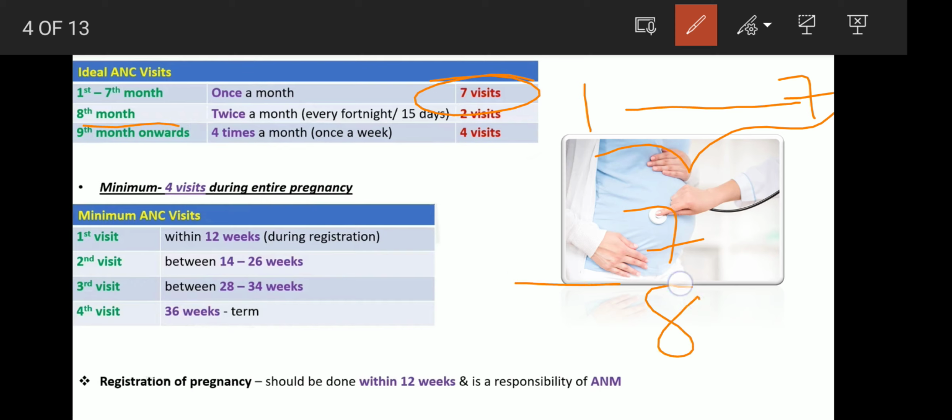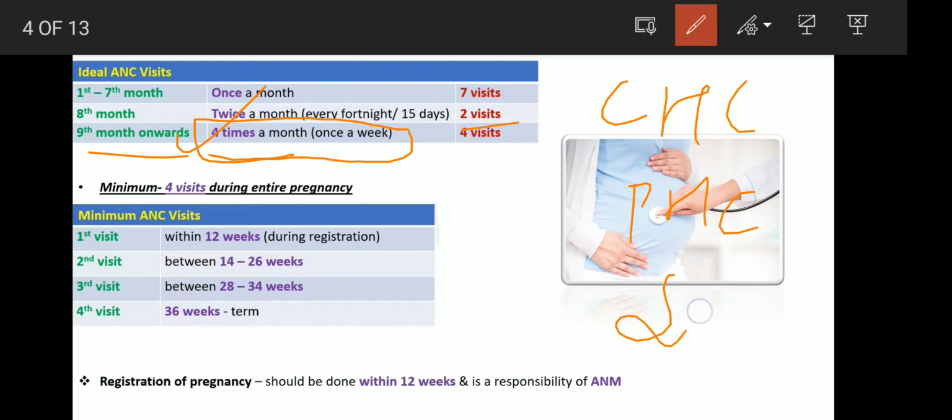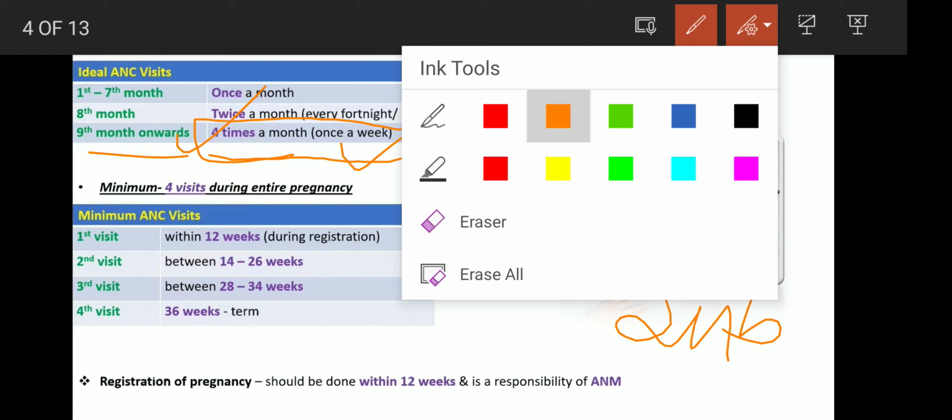In the 8th month onwards, 2 visits are made. Okay, twice a month, every fortnight or 15 days, we make 2 visits in the 8th month. In the 9th month onwards, 4 times a month. So every week she needs to make a visit to the hospital or the CHC, PHC, sub center, wherever it is required. She has to make a visit every week in the 9th month onwards.